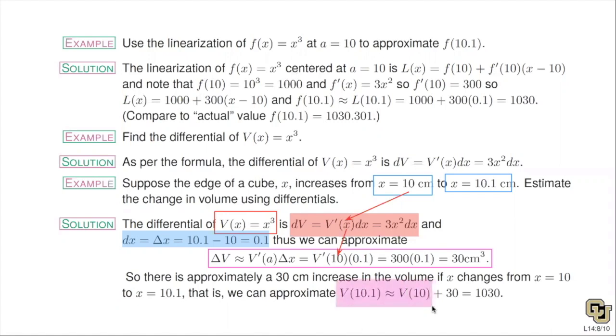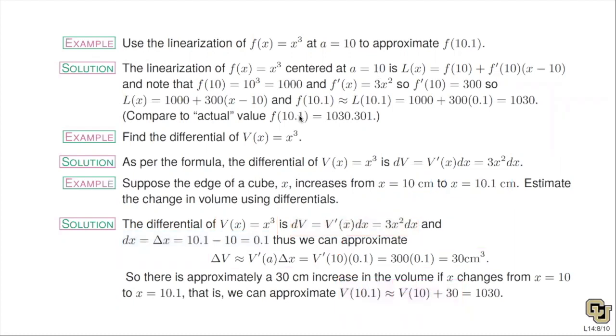is going to be approximately starting with the old volume, which is V of 10, add 30, because differentials tell us it increases by 30. And here, what we've done, when we take the old value, the original value, and add the differential, that's a linearization. So on the right-hand side, this expression, V of 10 plus 30, is actually a linearization approximation of V of 10.1. So you can look at the first example to see the linearization. Differentials are really just about using the tangent line as approximating the new function value.